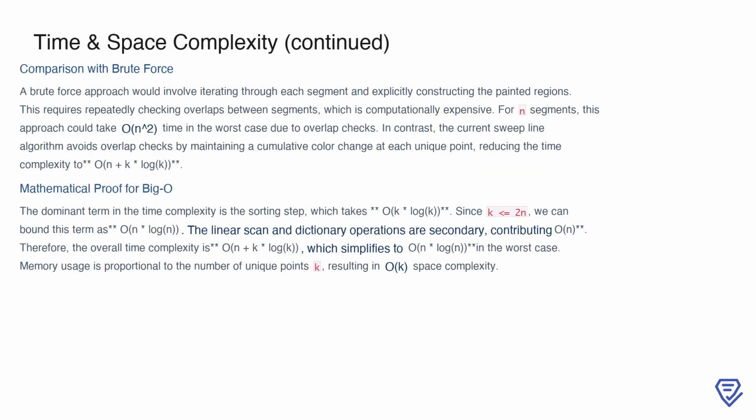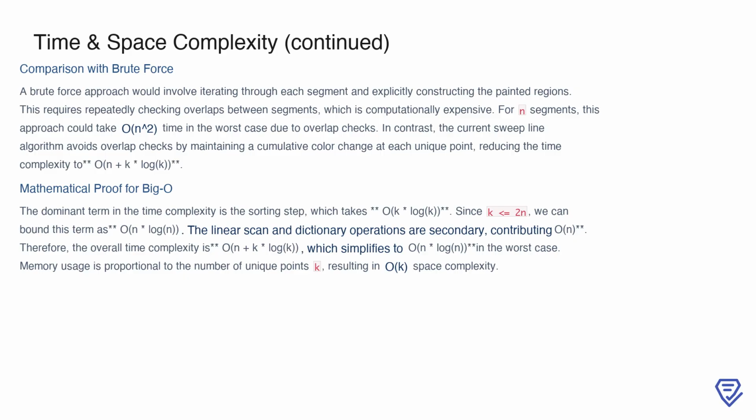Now, let's compare this approach to a brute force method. A brute force solution would involve iterating through each segment and explicitly constructing the painted regions. This requires repeatedly checking for overlaps between segments, which is computationally expensive. For n segments, this approach could take n squared time in the worst case due to the overlap checks. In contrast, our sweep line algorithm avoids these costly overlap checks by maintaining a cumulative color change at each unique point. This reduces the time complexity to n + k*log k.